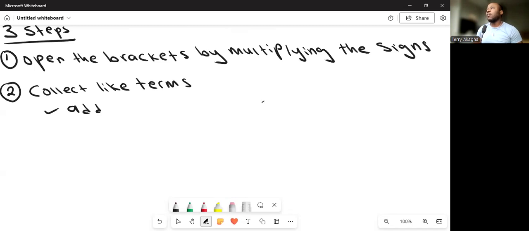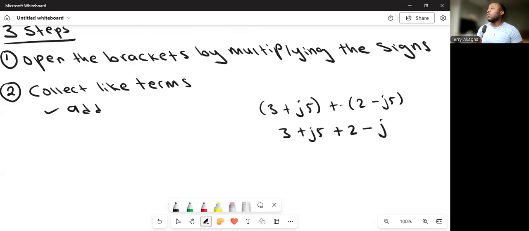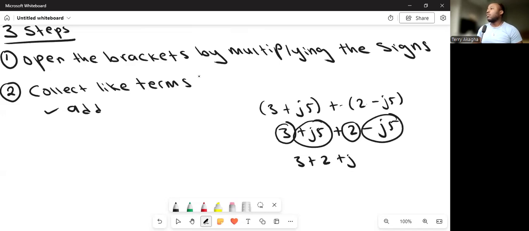For instance, if you have 3 plus j5 plus 2 minus j5, after you've opened the bracket you're going to have 3 plus j5, plus times plus gives you plus 2, plus times minus gives you minus j5. Now you collect like terms: the real part and the real part, you bring them together. Then the imaginary part, plus j5 minus j5, you bring that together. Is that making sense?